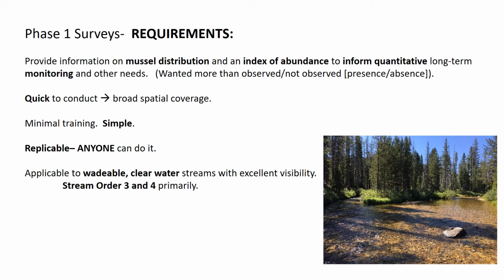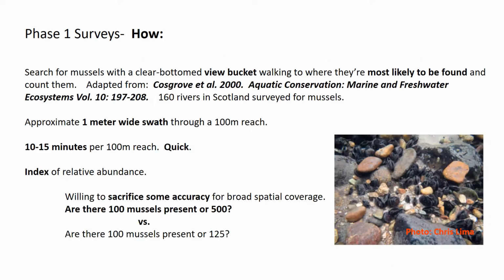The requirements for our Phase 1 surveys were to provide information on mussel distribution and an index of abundance to inform future quantitative long-term monitoring and other needs. We wanted more than observed, not observed, or as some people say, presence, absence. It had to be quick to conduct, with broad spatial coverage, minimal training, simple, replicable, so anyone can do it, and applicable to wadable, clear water streams with excellent visibility. Most of the streams that we worked in developing this methodology were stream order 3 and 4, occasionally a stream order 5 or a stream order 2, but for the most part, stream orders 3 and 4.